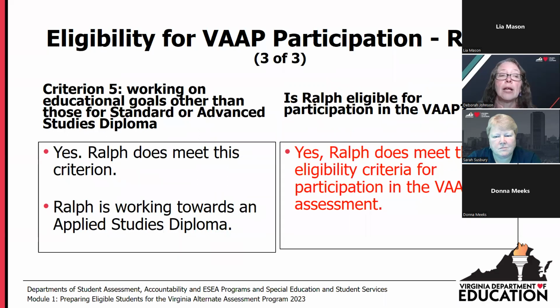And then when we're looking at criterion 5, he is working on goals other than those for the standard or advanced studies diploma. So the answer to this is yes, he's working towards an applied studies diploma. So is Ralph eligible for participation in the VAAP? Yes, Ralph does meet the eligibility criteria for participation in the Virginia Alternate Assessment Program.